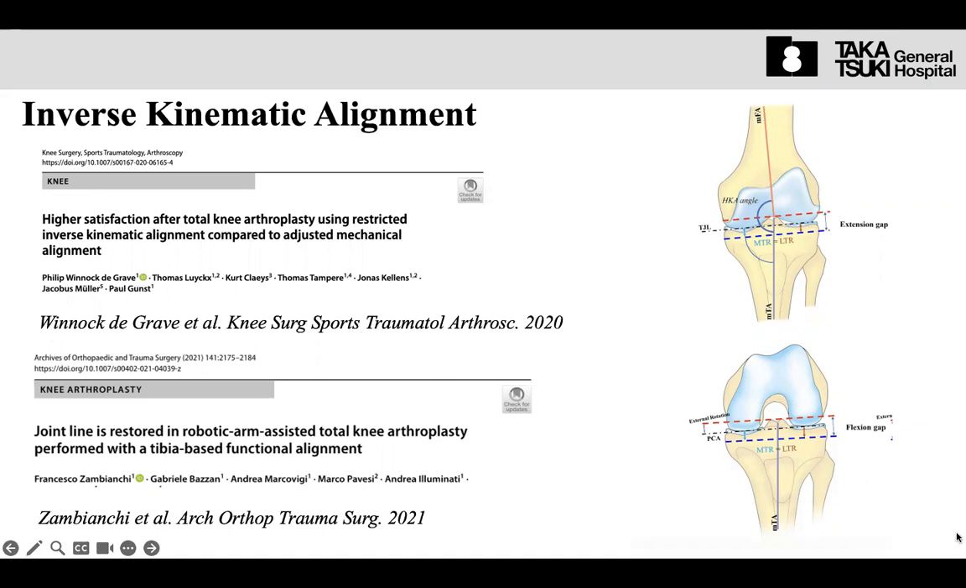Okay, do you understand about functional alignment? And do you understand the difference between functional alignment and kinematic alignment? In summary, functional alignment is based on gap balancing. On the other hand, kinematic alignment is based on measured resection, resurfacing. So that is the difference.